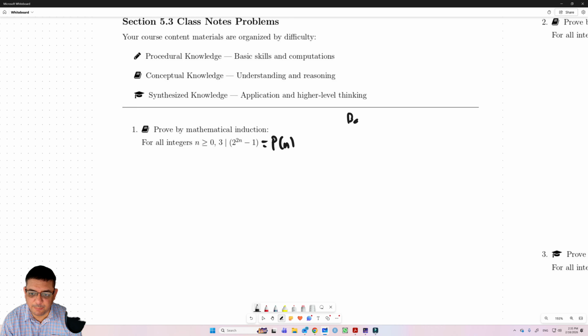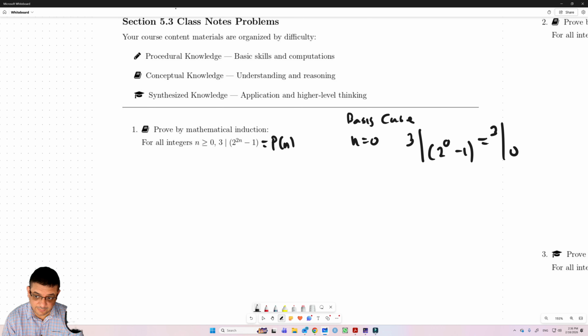So we want to check the base case. Since we're assuming that this is for n bigger than or equal to 0, we have to test that n equals 0 works. If n equals 0, that means 3 divides 2 to the 0 minus 1, which is to say that 3 divides 0. Since this is true, 0 can be seen as 3 times 0. So we can verify that that is true.